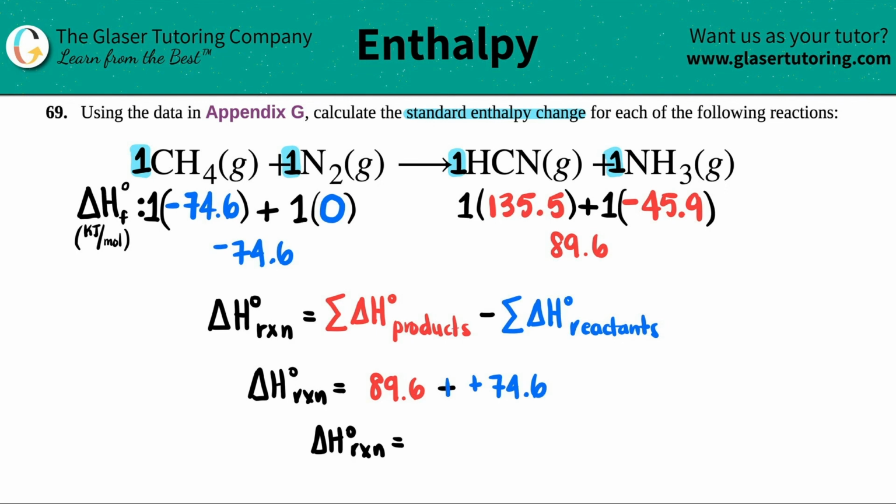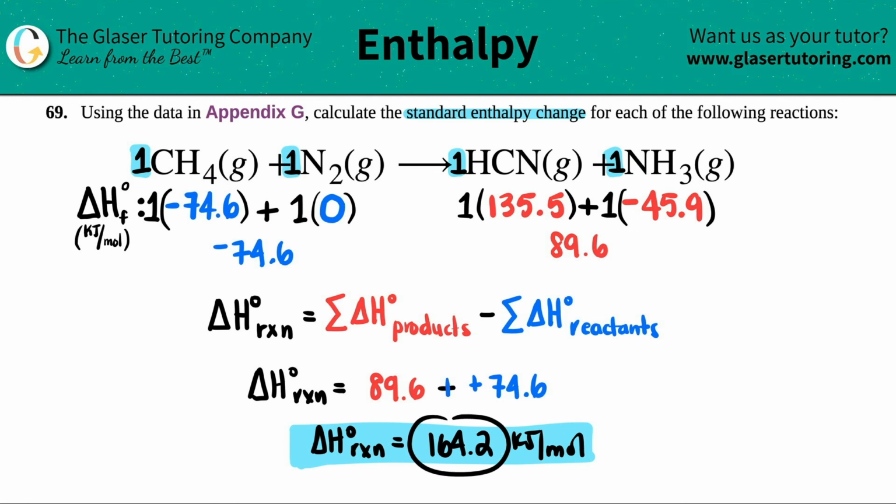So let's see. 89.6, 74.6. So I get 164.2, and that's in kilojoules per mole. I know that it's in kilojoules per mole because the standard unit for delta H's, if you're using your appendix, is always kilojoules per mole. So we're done. So this one is pretty endothermic because the answer was a positive number. So that means that this reaction will absorb 164.2 kilojoules per 1 mole of substance.